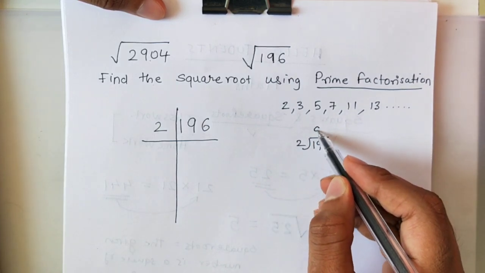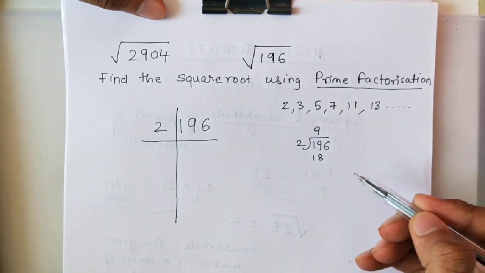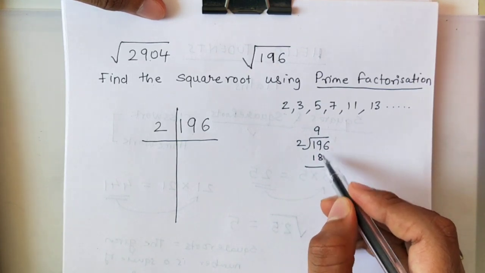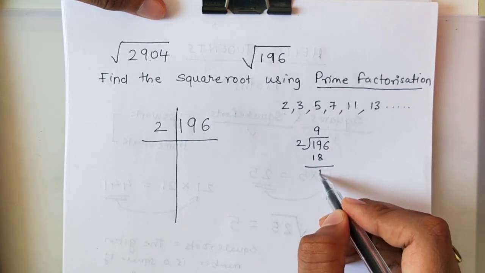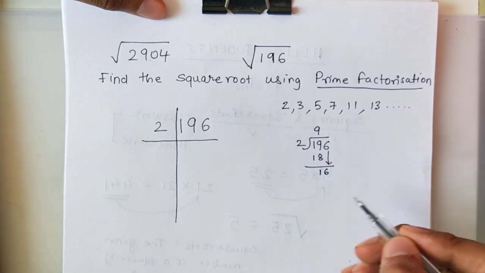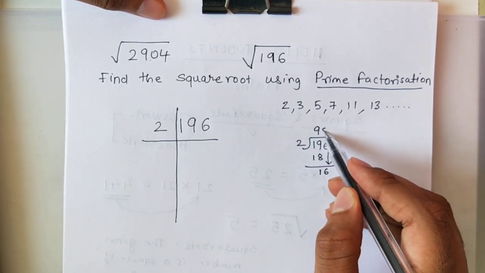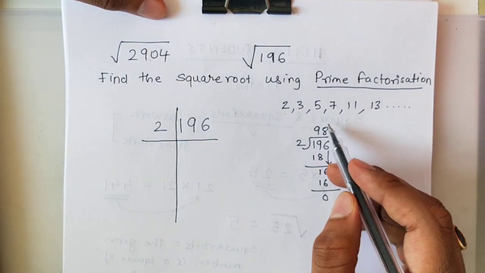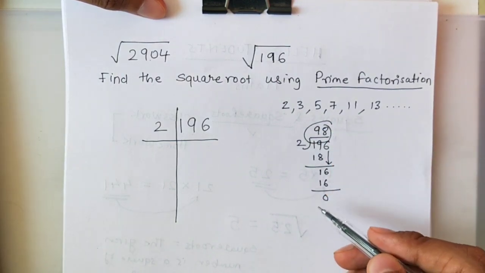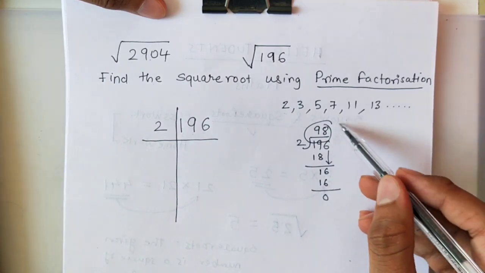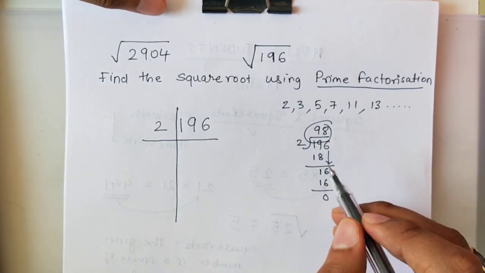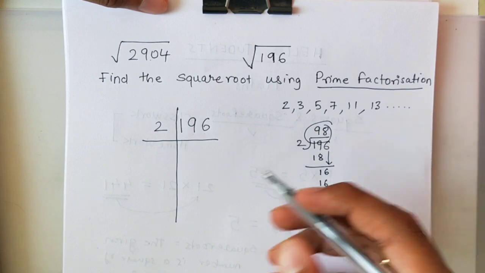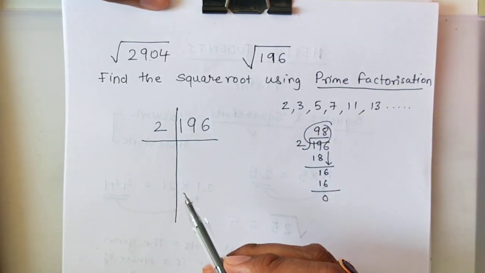So 2 9s are 18. 9 minus 8 is 1. The 6 will come down, so 2 8s are 16. You get remainder 0. So what is the quotient here? 98. But every time you cannot do this division. You have to learn how to solve directly, how to make divisions here itself.